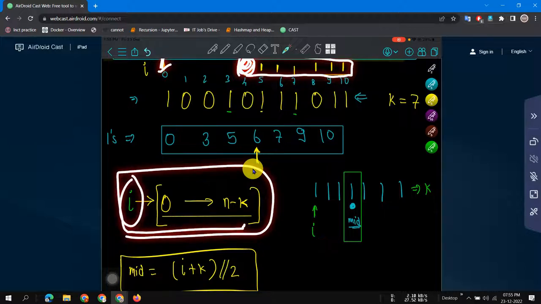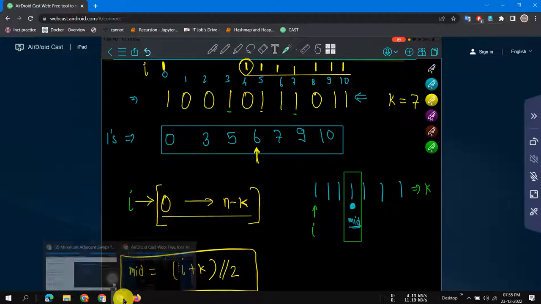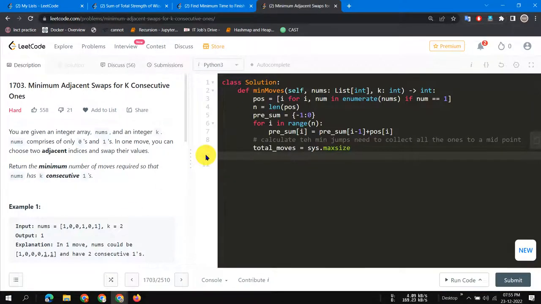And what is i? i is the starting point of all collected ones, all collected k ones, right? Let's say k is equal to 7, then i is the starting point and ending point of all the collected ones. So it could be from 0 to n minus k, right? So now what I did here is I will start from 0 to n minus k. Okay, so for i in range of 0 to n minus k plus 1, because if i goes 0 plus n plus 1, then it goes from 0 to n.